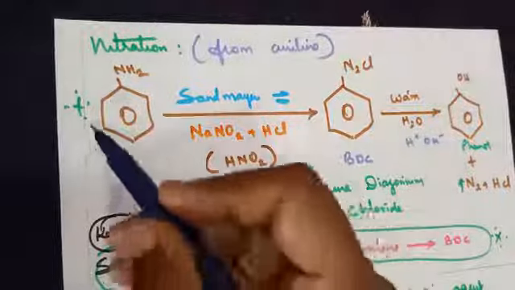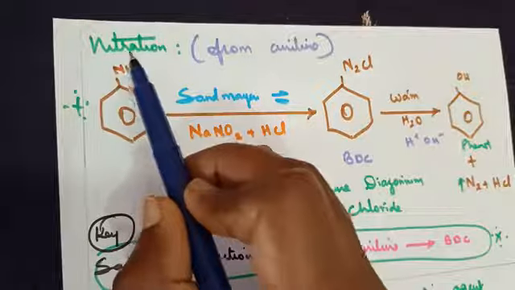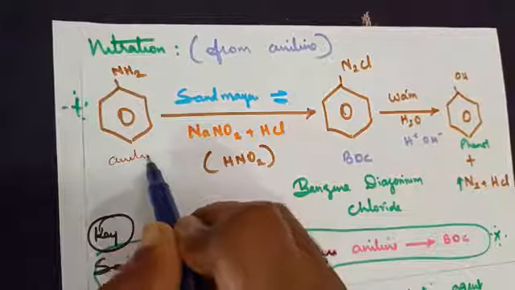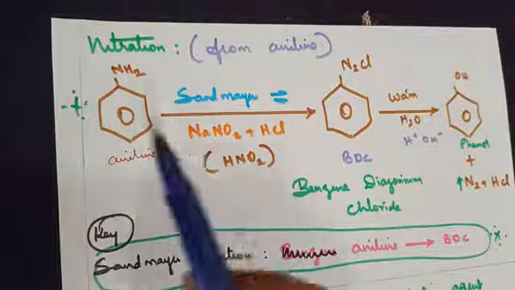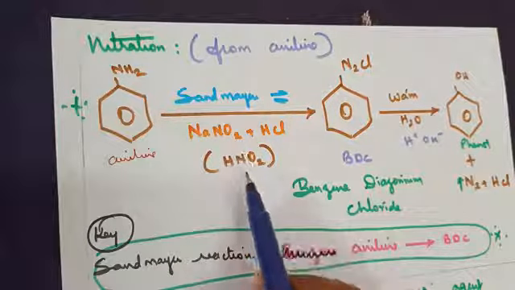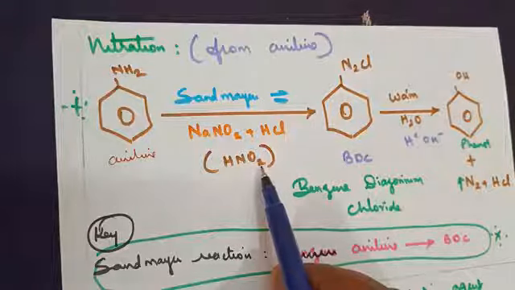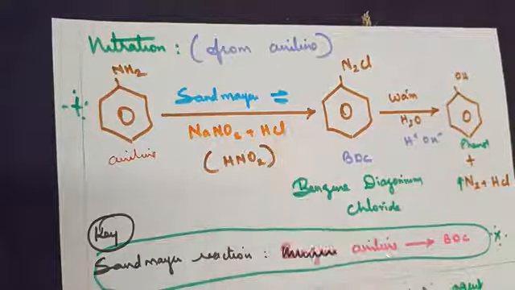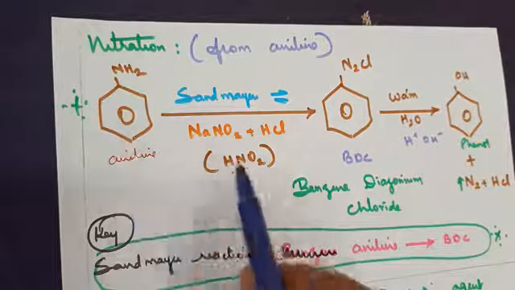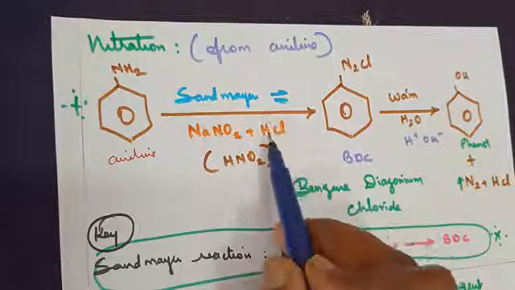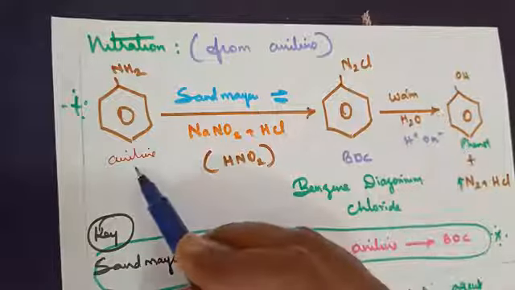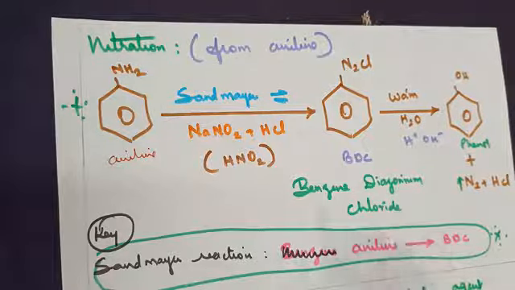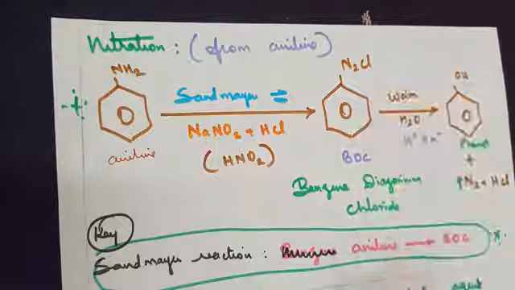The third type of preparation, a very important one, is called the nitration method of preparing phenol. As you know, benzene ring with an NH2 group is called aniline. Aniline, when you treat with nitrous acid, now the nitrous acid should be freshly prepared by the combination of sodium nitrite and HCl. When we treat aniline with nitrous acid prepared from NaNO2 and HCl, aniline is converted into BDC. It is known as benzene diazonium chloride, that is benzene ring with N2Cl.